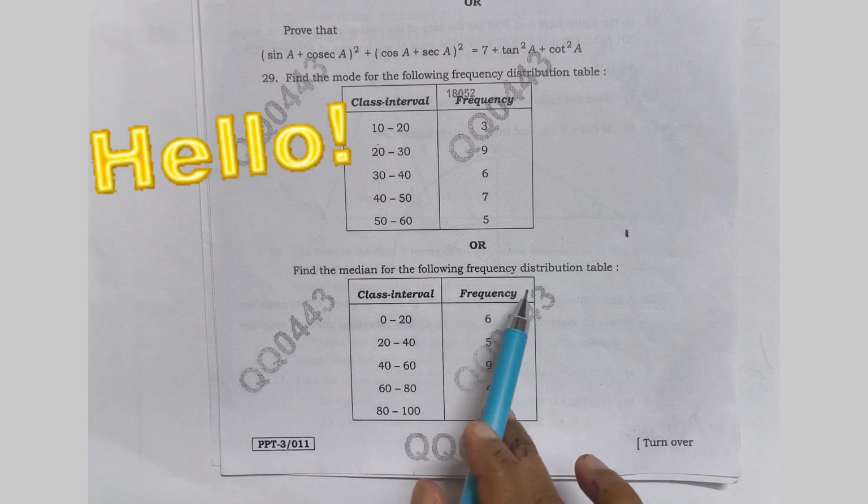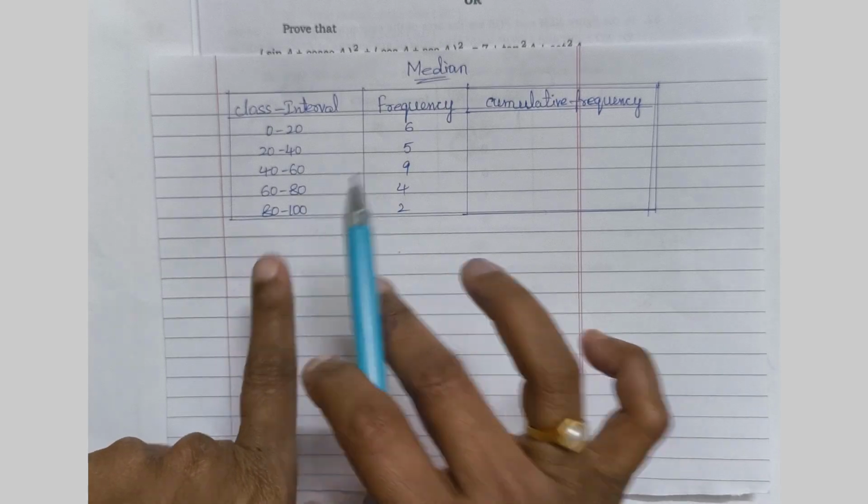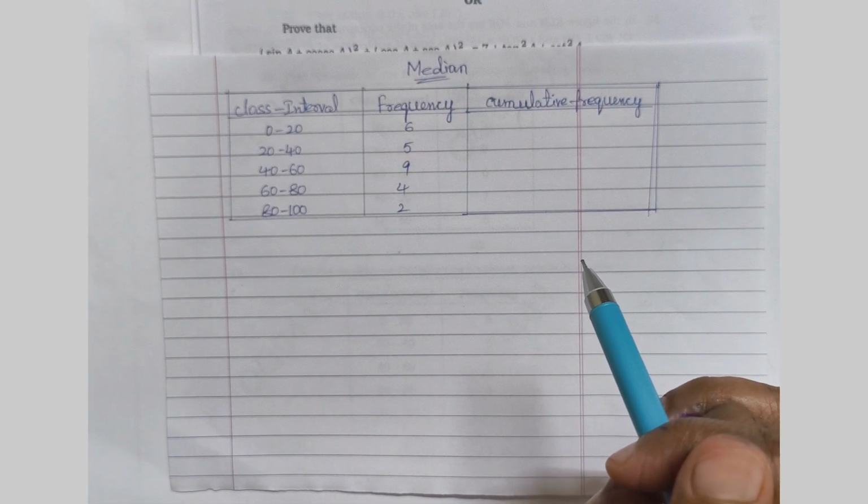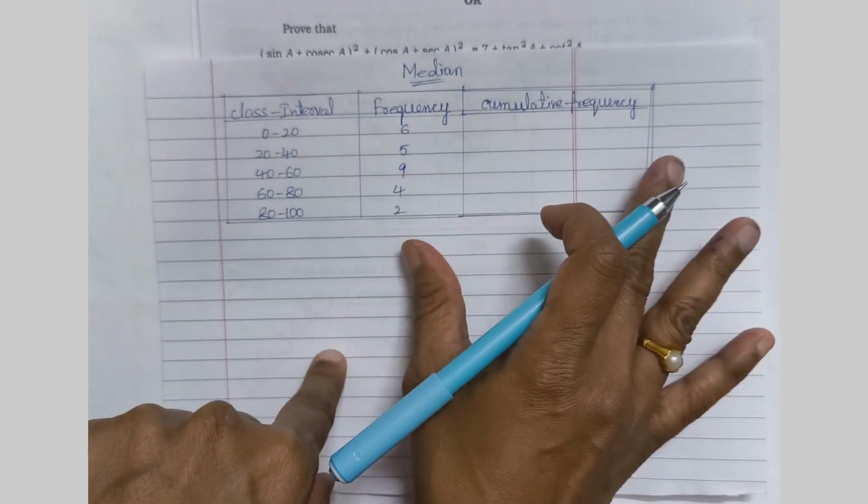Find the median of the following frequency distribution table. We will find the median. In this one is given the class interval and frequency. Next column, we will write the cumulative frequency. What is the cumulative frequency? How to write cumulative frequency?